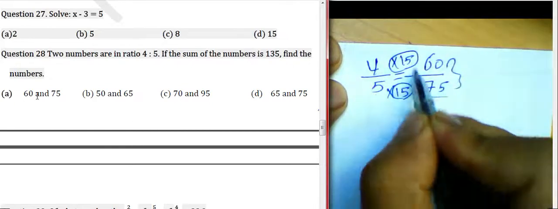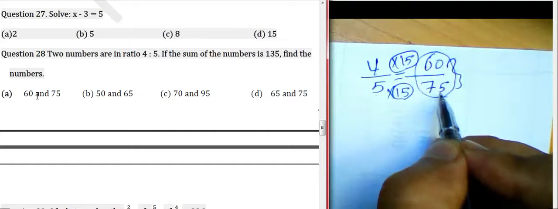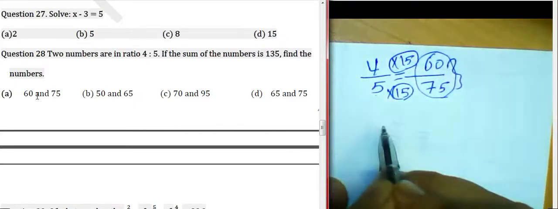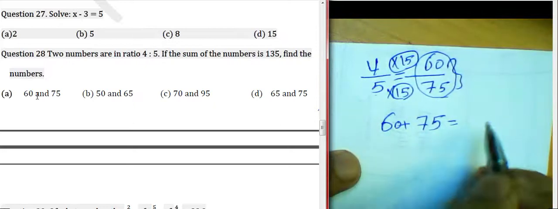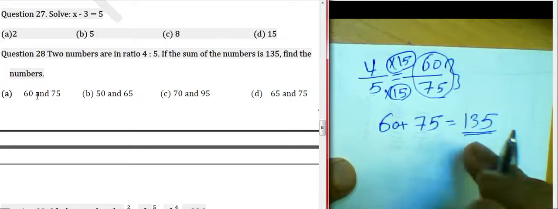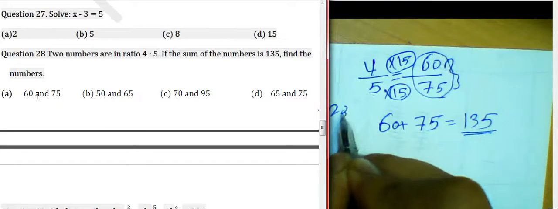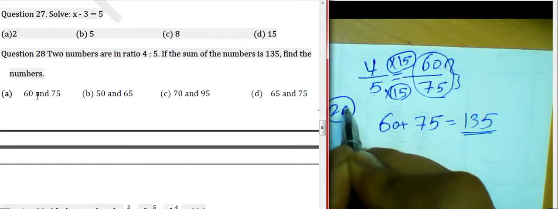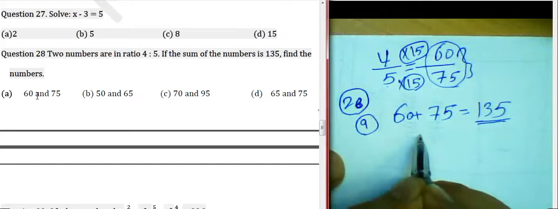If we add these numbers 60 and 75, we can add the digits here. 60 plus 75 equals what? 5 plus 0 equals 5. 6 plus 7 equals 13. It will be 135. So question 28, we must choose letter A, 60 and 75.